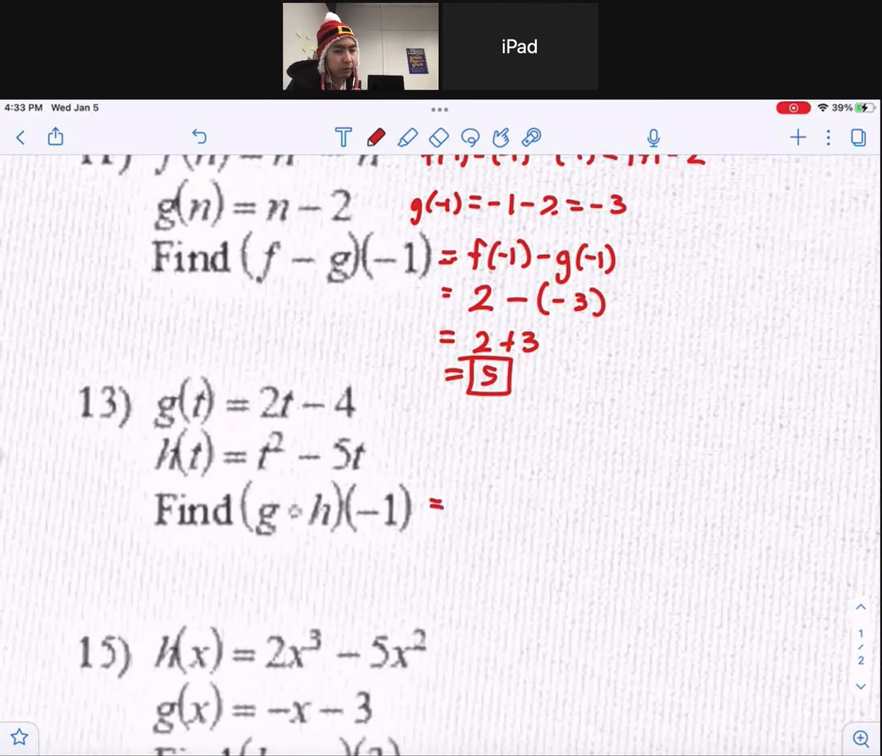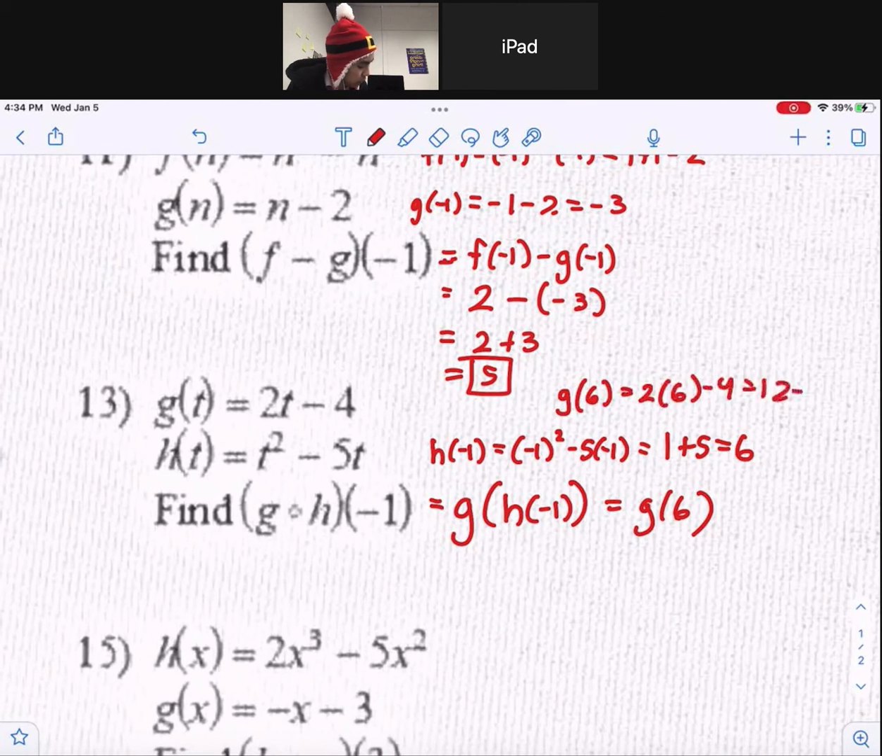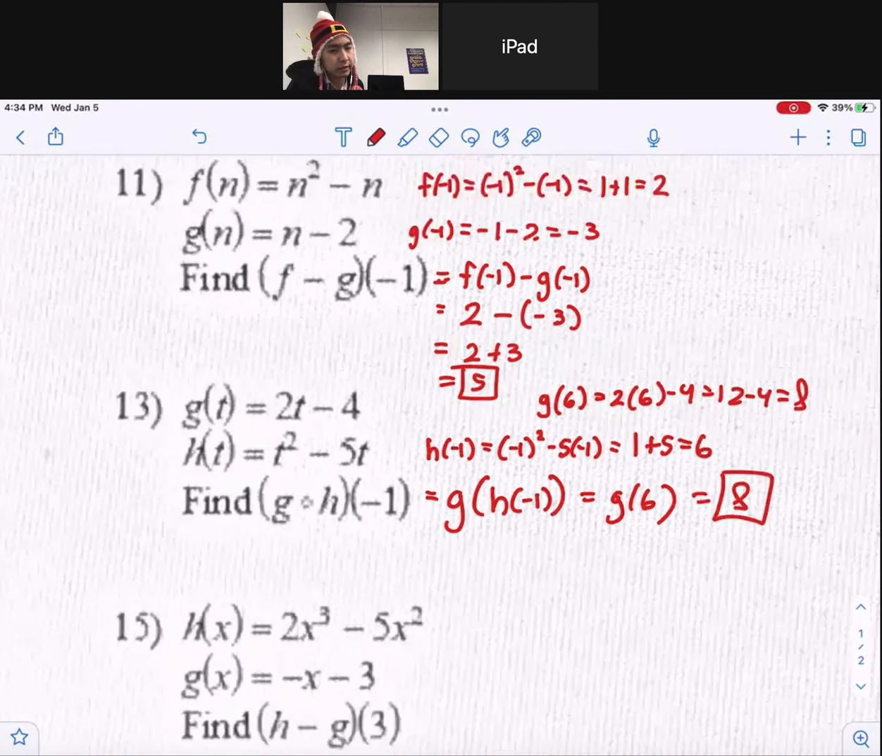Now for the last set, is a problem like this. Remember, this is function composition, so g of h of negative 1. Well, let's solve for h of negative 1 first. So plug in negative 1 into the h function. Negative 1 squared is 1. Negative 5 times negative 1 is positive 5. So h of negative 1 is 6. And then that forces us to have g of 6. What do we do with that? Plug the 6 into the g function. 2 times 6 minus 4, 12 minus 4, 8. So g of 6 is 8. And that is your answer.